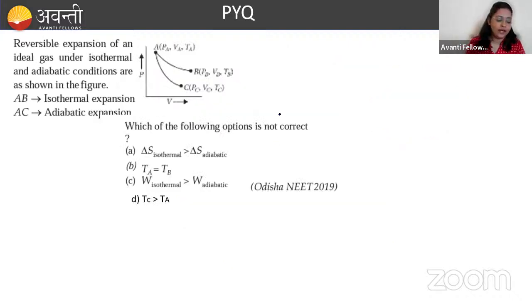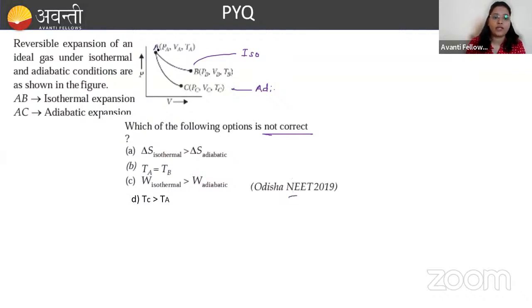Here, reversible expansion of an ideal gas is given, under isothermal and adiabatic conditions. One graph is for isothermal expansion and another graph is for adiabatic expansion. The AB graph is for isothermal expansion and the AC graph is for adiabatic expansion. So both the terms are expansion. No compression term is present here. Both the graphs are for expansion of a gas. So which of the following is not correct? Here we need to consider which is not correct, and the question was recently asked in the examination.